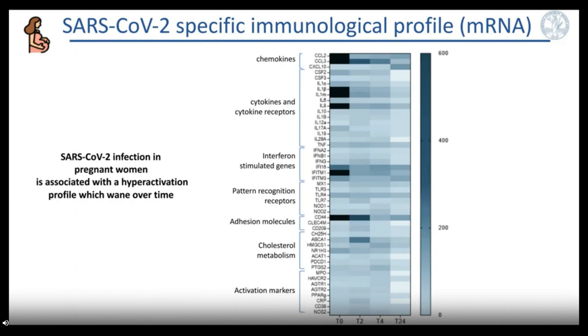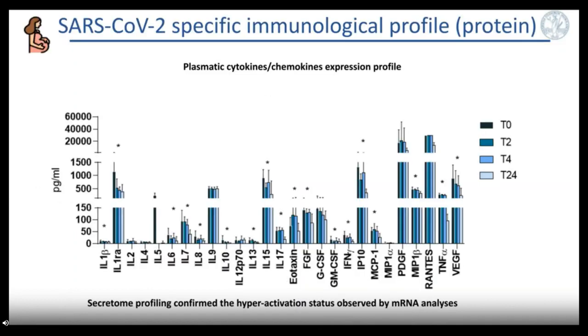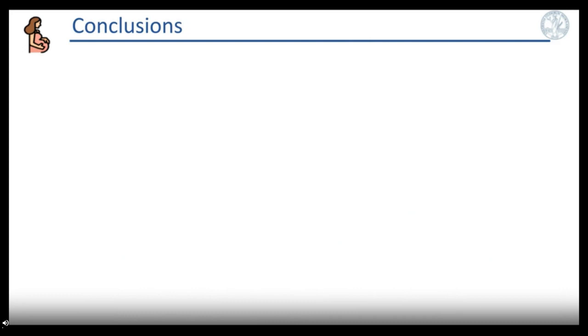Then we profiled the mRNA expression of a number of immune and antiviral-related genes upon in vitro SARS-CoV-2 stimulation, in this case normalized over the non-stimulated ones. The immune activation characterizing the first time point resembled the one observed in the previous experimental model, but then it waned over time. Confirming the mRNA data, here is the plasmatic level of cytokines and chemokines, marked with an asterisk all the proteins that significantly decreased over time.